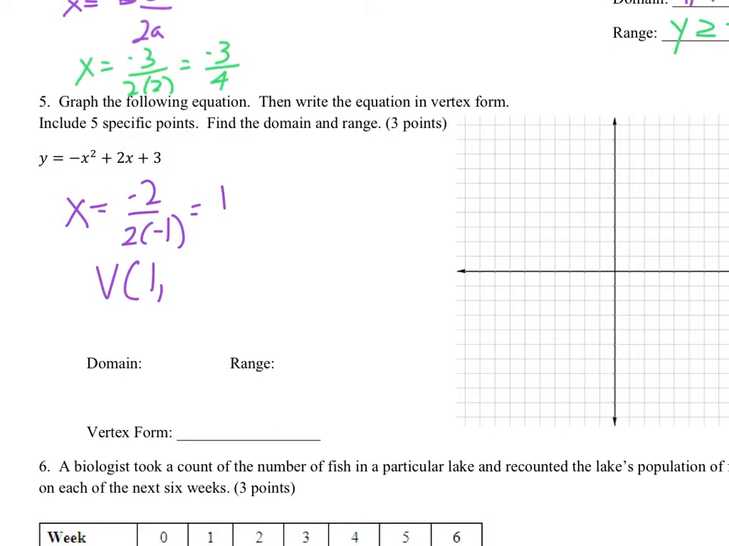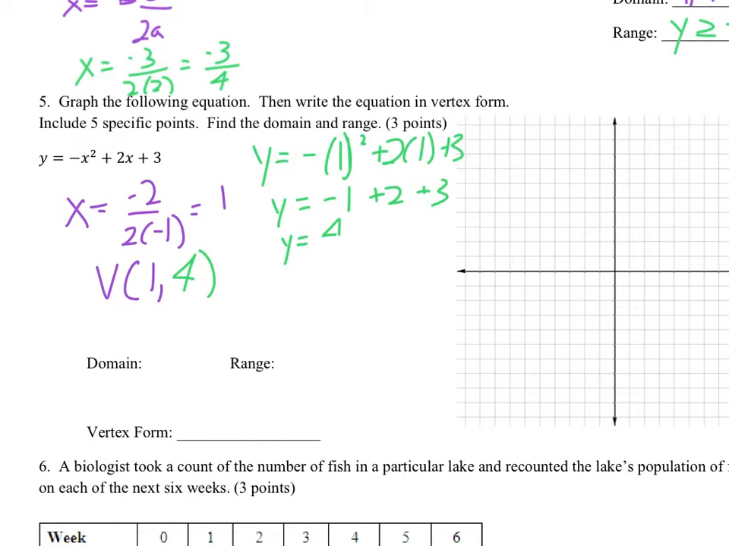And then if we plug that in to the equation, y would equal negative, and then 1 squared, that's in parentheses, plus 2 times 1 plus 3. So we get negative 1 plus 2 plus 3, which of course would be 5 minus 1, so the y-coordinate of the vertex is 4. So I know the vertex is at 1, 4.